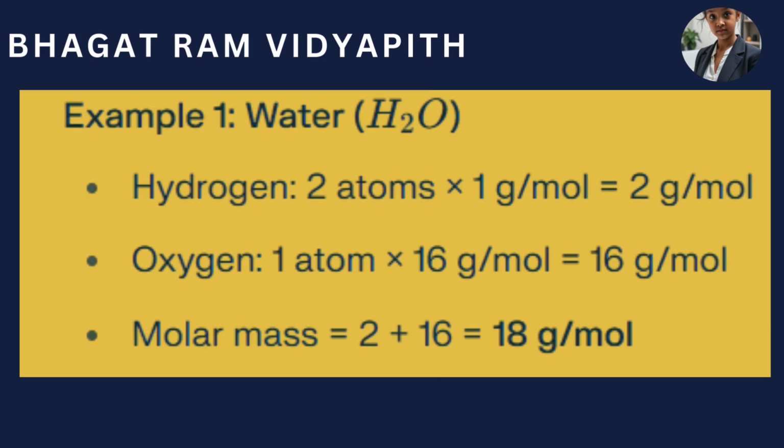For example, in water, which has the formula H2O, there are 2 hydrogen atoms, each with an atomic mass of 1 gram per mole, so 2 times 1 equals 2 grams per mole. There is 1 oxygen atom with an atomic mass of 16 grams per mole. Adding these gives the molar mass of water as 18 grams per mole.